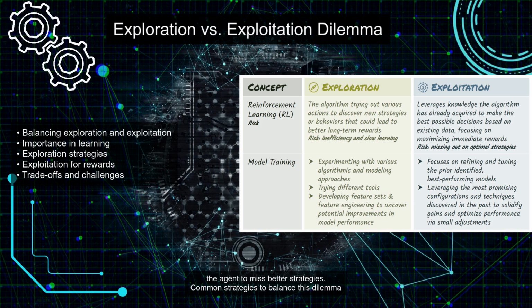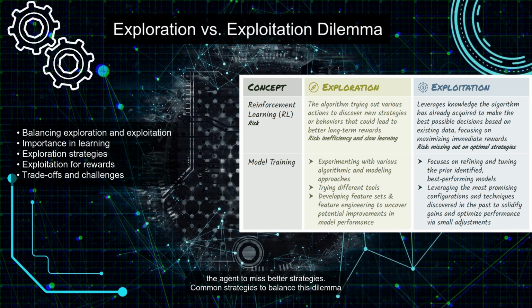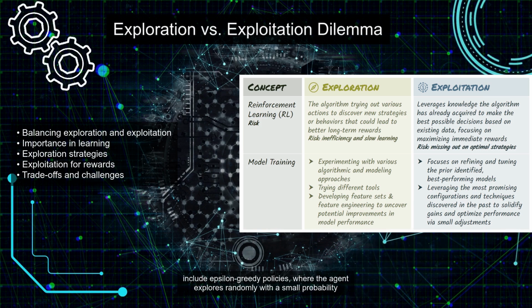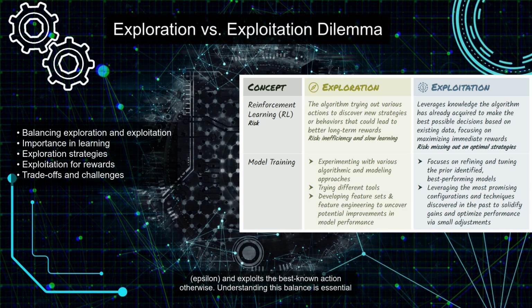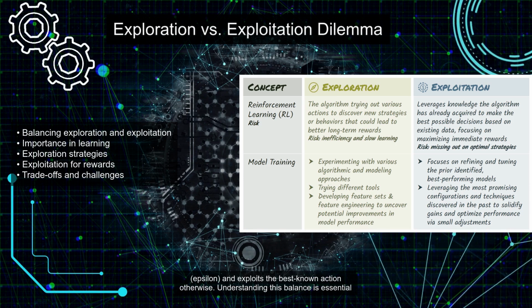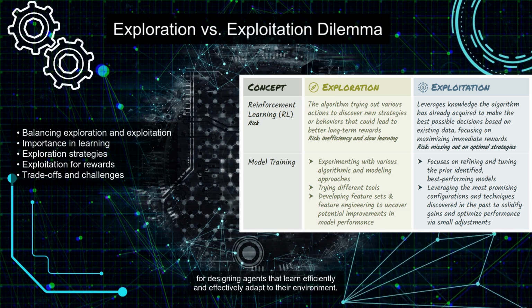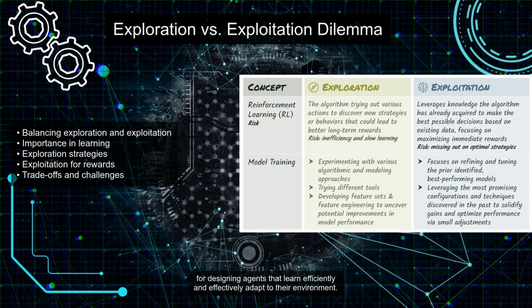Common strategies to balance this dilemma include epsilon-greedy policies, where the agent explores randomly with a small probability, epsilon, and exploits the best-known action otherwise. Understanding this balance is essential for designing agents that learn efficiently and effectively adapt to their environment.